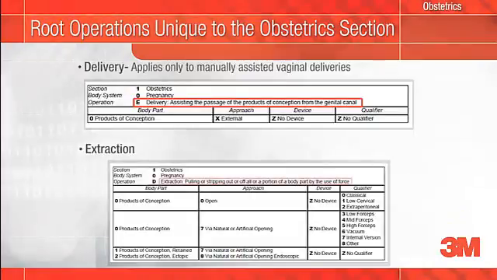The root operation extraction, defined as pulling or stripping out or off all or a part of a body part, is used for all cesarean, forceps-assisted, and vacuum-assisted deliveries. Pay particular attention to the qualifiers column in the table for obstetrical extraction pictured on screen. The coder is dependent on your documentation to determine what type of forceps were used to deliver the infant, as well as what type of cesarean section was performed.